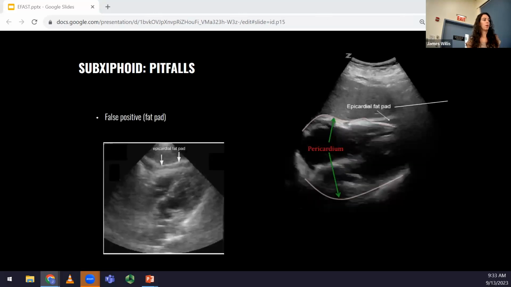Some pitfalls, one being the fat pad. There is an epicardial fat pad that can lie across the ventricles. The best way to make sure that what you're seeing is actually effusion is that you need to see it tracing around the entire heart. So getting additional views is going to be the most helpful way. If you see it tracking along the posterior edge of the heart, you can be pretty reassured that that is an effusion, but it looks pretty similar in these images.